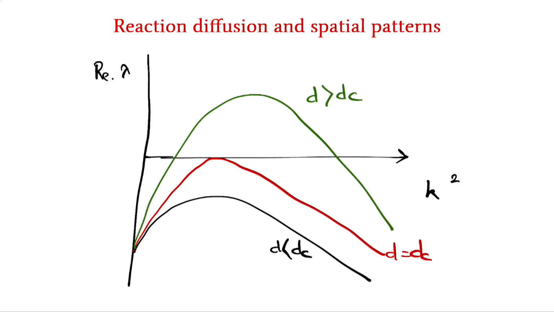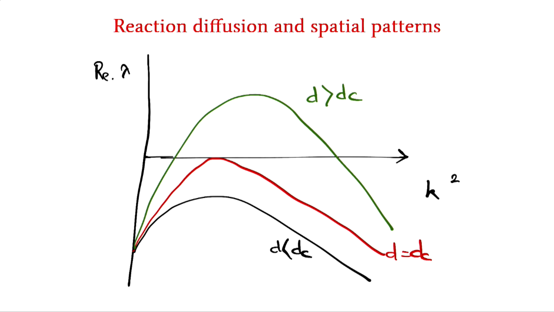And of course, if you cross this critical value, d greater than dc, then you'll have a range of wave vectors that grow. Generally, if you waited long enough, the wave vector with the highest growth rate is the one that is eventually probably going to take over the system.